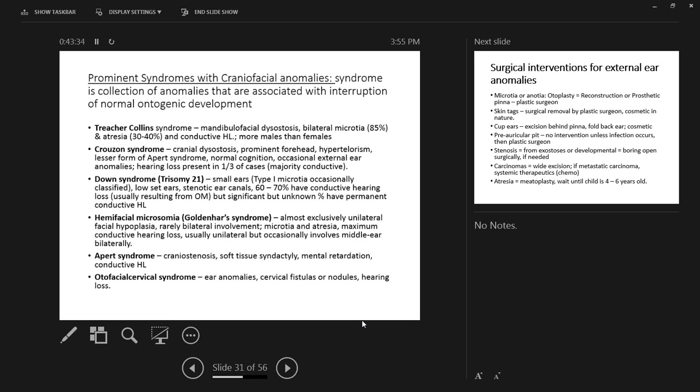These are syndromes that are rare in the big population, but if you're in a children's hospital, you're going to see these several times a year. So some familiarity is a good idea. Typically, what happens with these is that you just have some abnormality of the cranium, of the bones of the face, and so that has an influence on the opening of the ear.